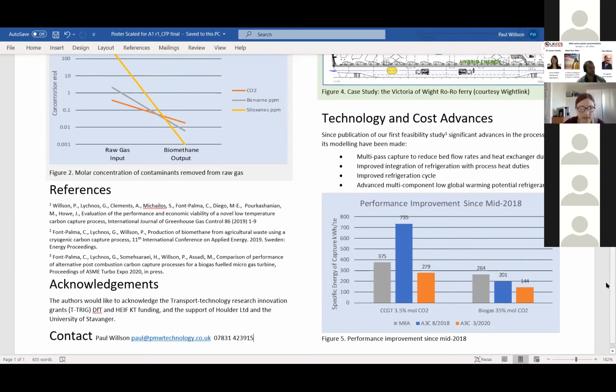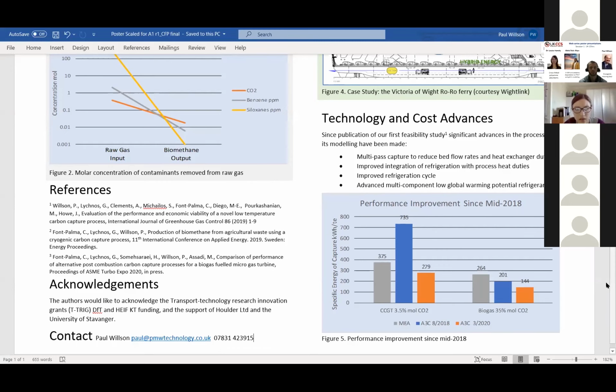Can I ask, Paul? That was really interesting. That's a new thing for me, seeing this cryogenic capture, and I was wondering regarding the ship. They obviously produce a lot more pollution than just CO2. I know you did take into consideration other pollutants in one of your other studies, but can you describe how this was accounted for in this study? Other heavy pollutants from ships?